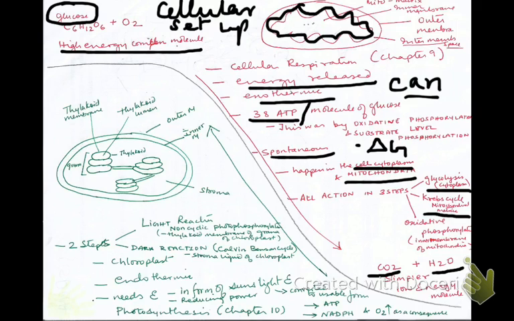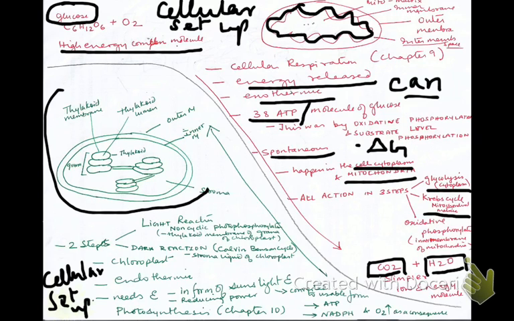These are very simple, low energy, least complex kinds of molecules. On the other hand, when we talk about photosynthesis, which is what this chapter is about, you first have carbon dioxide and water being put together in a cellular setup, and that cellular setup is a plant cell which contains the chloroplast.